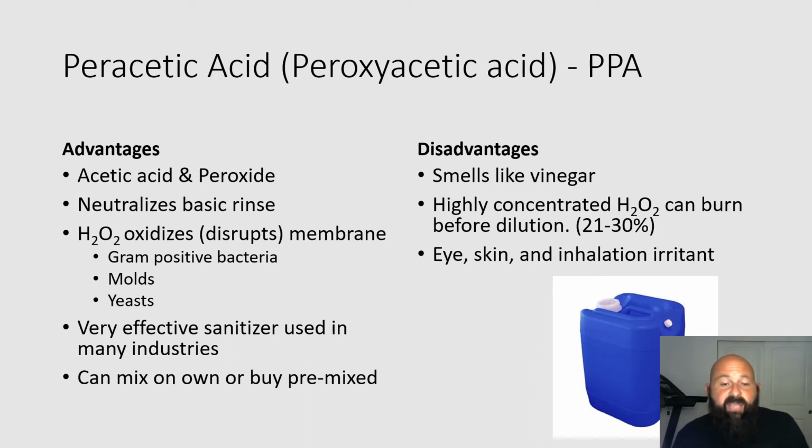It's a very effective sanitizer and it's used in many industries. You can mix your own. You can buy concentrated acetic acid and concentrated hydrogen peroxide, and you can mix your own. It only takes about 1% peroxide to do a pretty good job of breaking all these things down. So if you buy concentrated 30% peroxide, which you can do from a cleaning company fairly inexpensively, and you buy a big jug of concentrated acetic acid, you can save yourself a little money over buying the premix stuff.